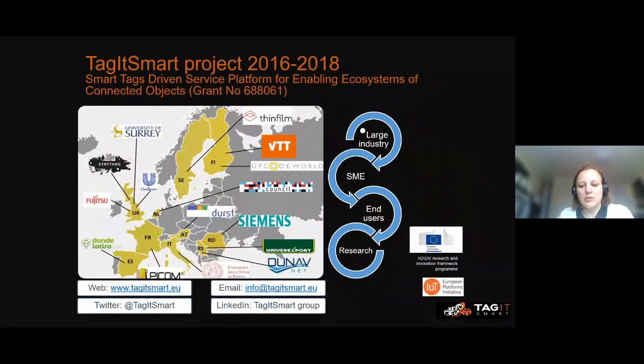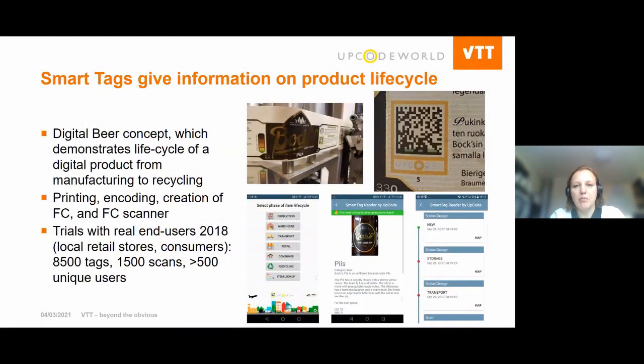And originally, the concept of smart tags was developed in a Tag It Smart Horizon 2020 project that was finished already 2 years ago. And in this project, we had a couple of pilots that were implemented in real scale. So actually in quite a large scale with real end users. And one of these pilots was, we called it a digital beer, because we integrated smart tags that were able to monitor temperature onto beer bottles. And these smart tags were used at different stages of the product life cycle to give detailed information about the product. And every time the smart tag was scanned, the temperature data was stored in a cloud service to be available for further use.